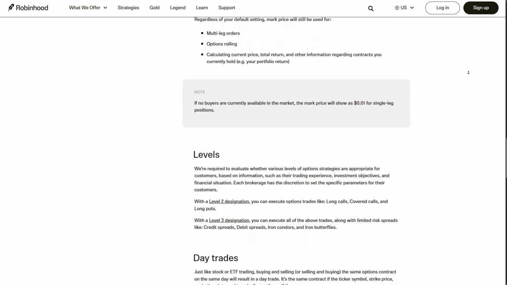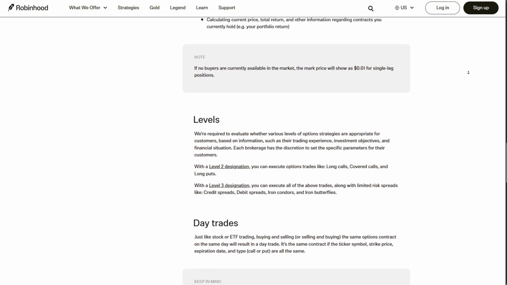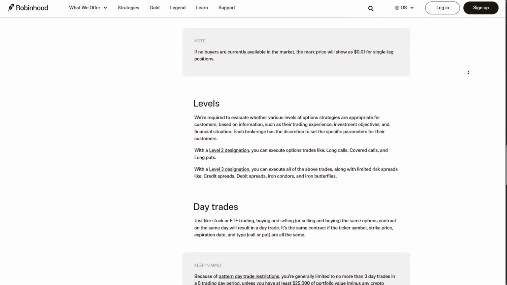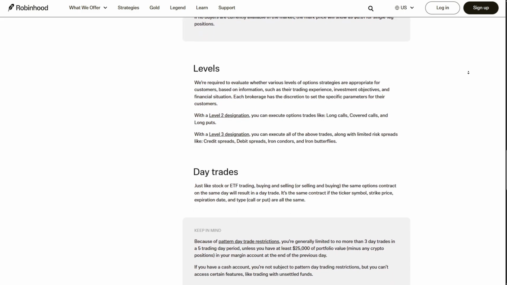Level 2 allows basic strategies like long calls and puts. Level 3 gives access to advanced trades like spreads and iron condors. That's it. That's how you start trading options on Robinhood.